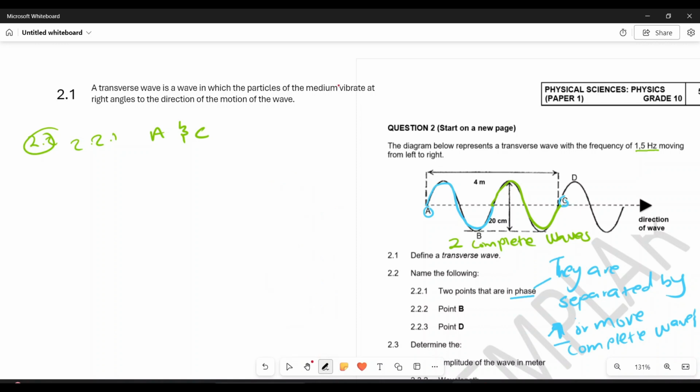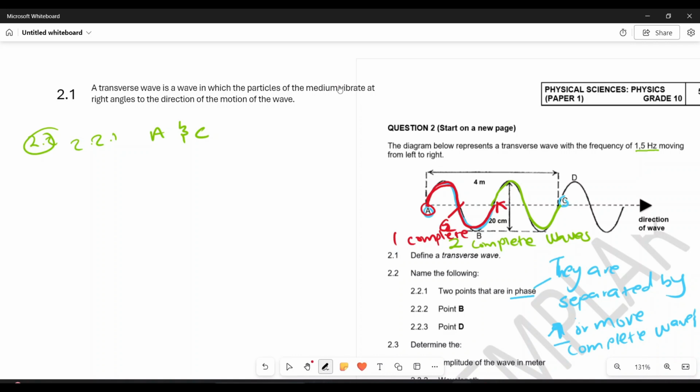Now, what if we had another point here, which was Z? Are these points A and Z going to be in phase? No. As you could see, these two are not separated by a complete wave. This is our half wave. So as a result, A and Z cannot be in phase. What if I had another point here, which is K? So A and K, they would be in phase. Why? Because your point A and K are separated by one complete wave.